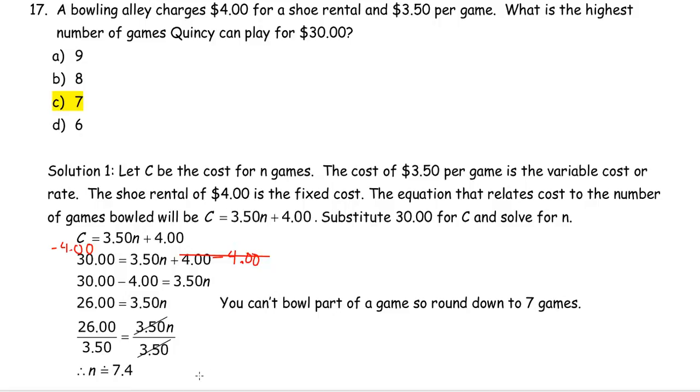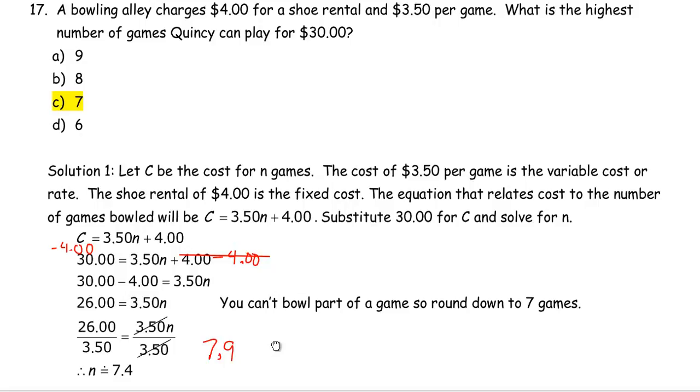Even if the answer worked out to something like 7.9, we normally would round that to 8, but here he doesn't quite have enough money. Unless they said they won't charge you the full amount for another game, which would not normally happen. Even if it was 7.9, you would still round down to 7 games, because unless it's 8 or higher, he can't bowl 8 games. So 7 is the correct answer for number 17.